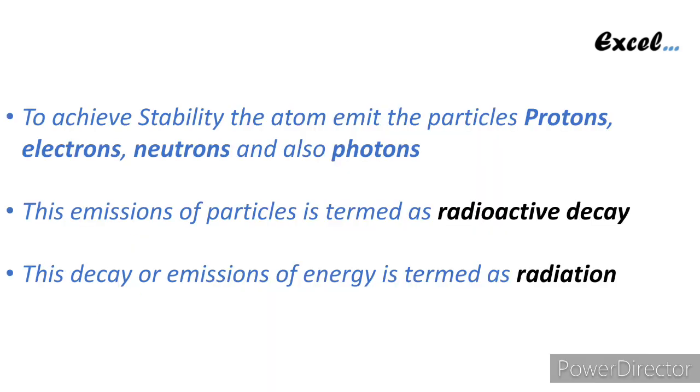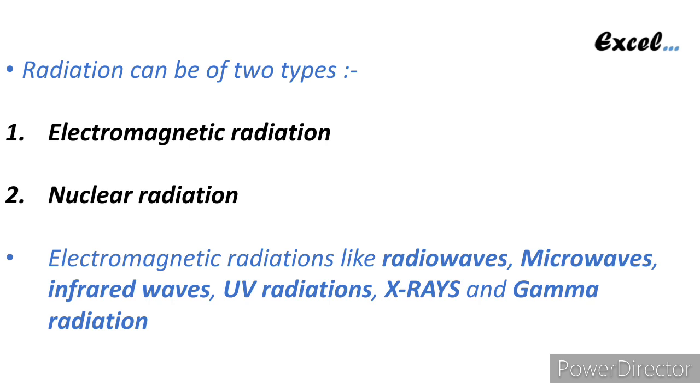In order to achieve stability, the atom emits particles which are protons, electrons, neutrons and also photons. And this emission of particles is termed radioactive decay. Why decay? Because it is emitting something, it is losing something to become stable. This decay or emission of energy is termed radiation. Radiation can be of two types, electromagnetic type or nuclear radiation type. Electromagnetic like radio waves, microwaves, infrared waves, UV radiations, which are more or less not very harmful to humans.